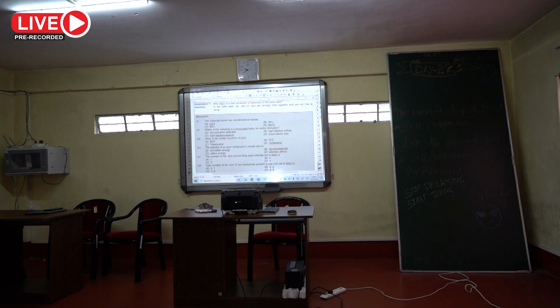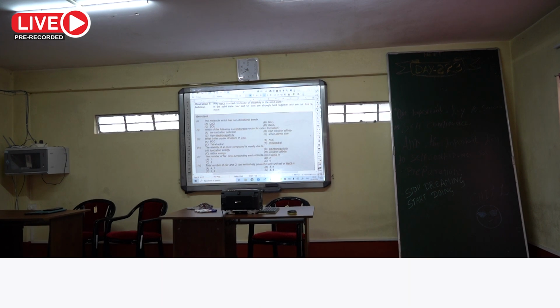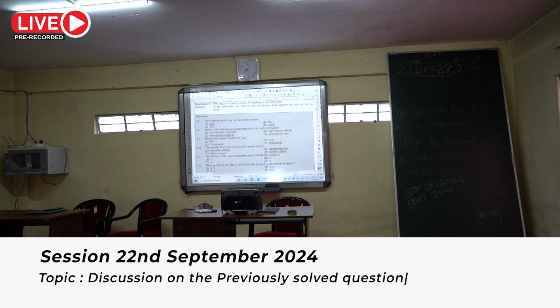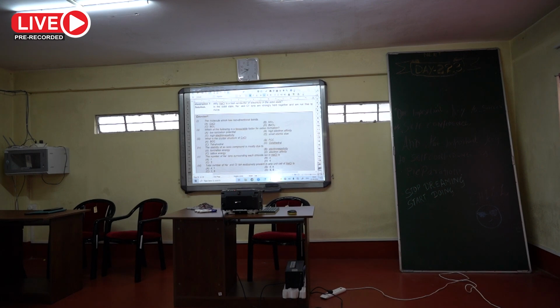6 questions are there, very easy questions. The molecule which has non-directional bonds. Non-directional bonds are present in ionic compounds. The first option, cesium chloride, is the answer. Student may also think about beryllium chloride, but beryllium chloride is polarized due to high polarizing power of Be2+.